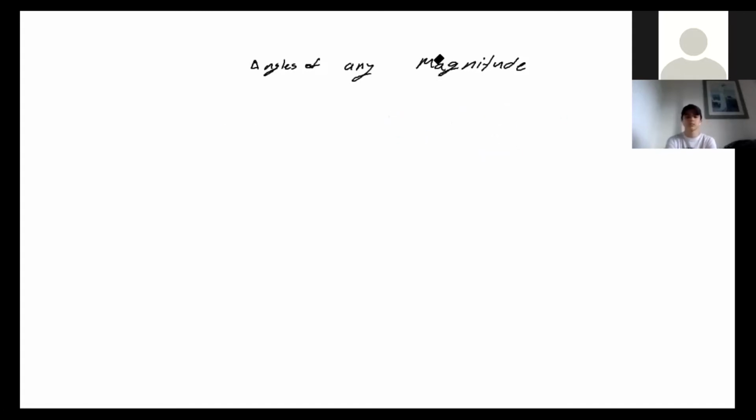Because that'll be necessary when we're moving on to non-right angle triangles, because then we might get obtuse angles, which might be 170 degrees.